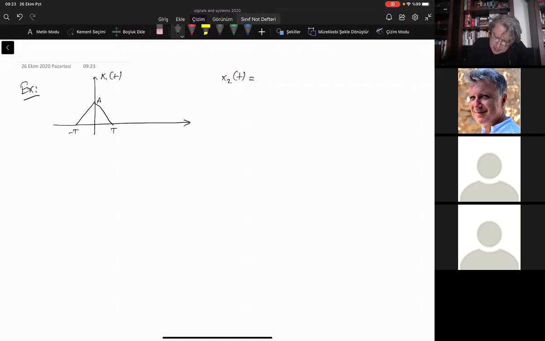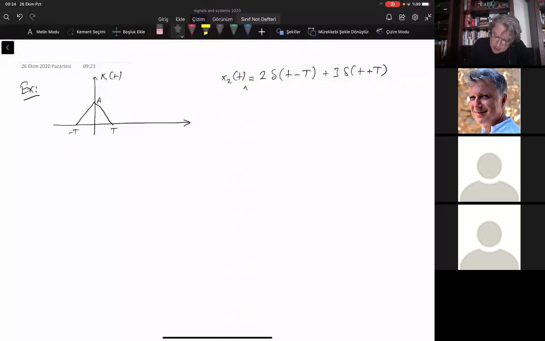x2 of t is, now I'm not drawing anything, it's not a summation, I will do something else. It is 2 times delta of t minus capital T plus 3 times delta of t plus capital T. I didn't draw it, but I could draw it.